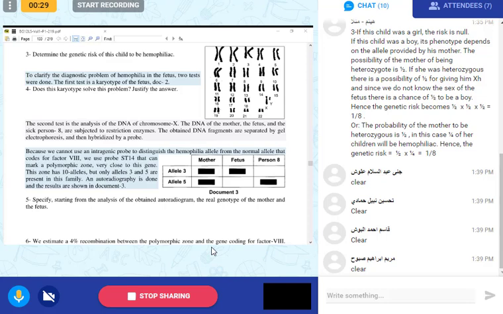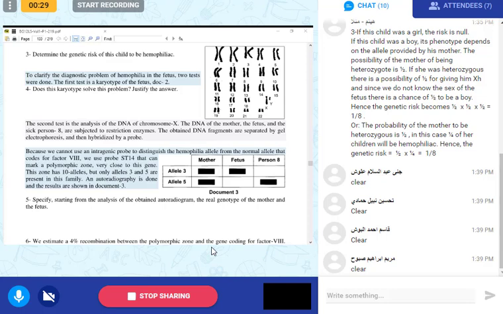To clarify the diagnostic problem of hemophilia in the fetus, 2 tests were done. The first test is the karyotype of the fetus in document 2. So the mother is not, let's say, happy. She's still worried about her fetus. So her husband told her we can do other tests to make sure. So the first step they did was the karyotype.